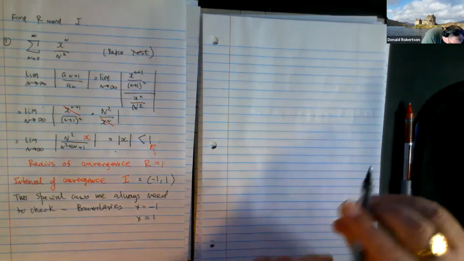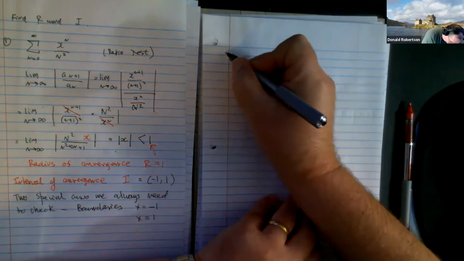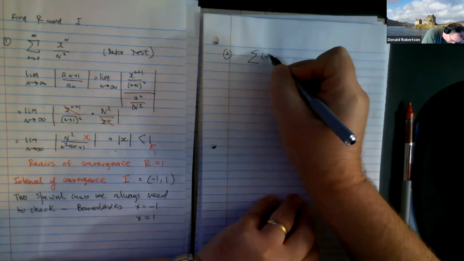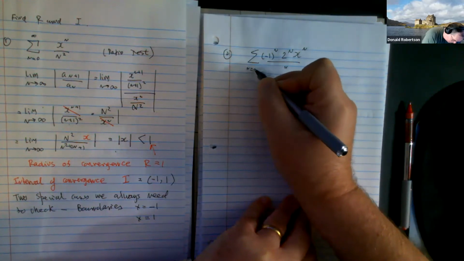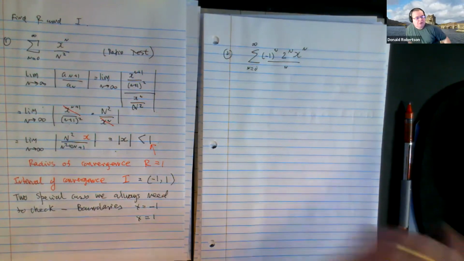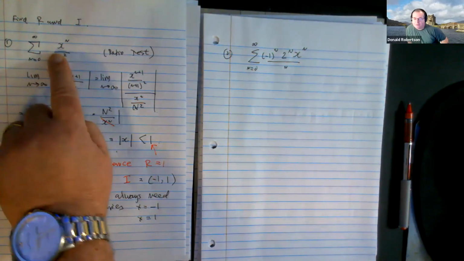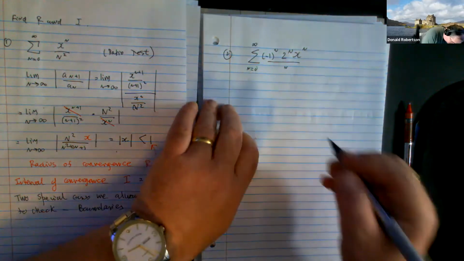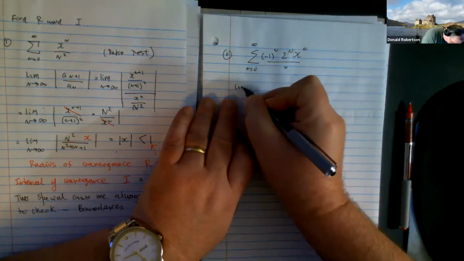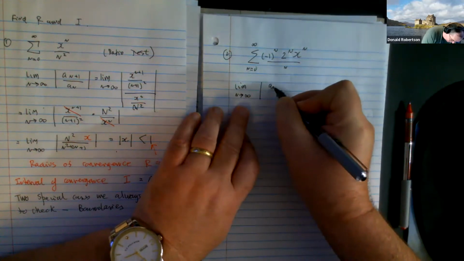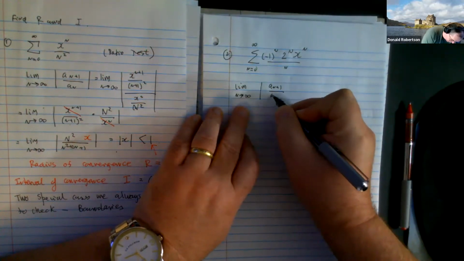So let's try another example. Just a little bit more messy than this one. Not 100%, just a tweak, but enough to make a difference. And we're going to find the interval and radius of convergence again. So it's going to be this fella over this guy.